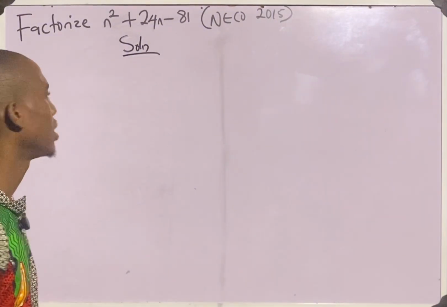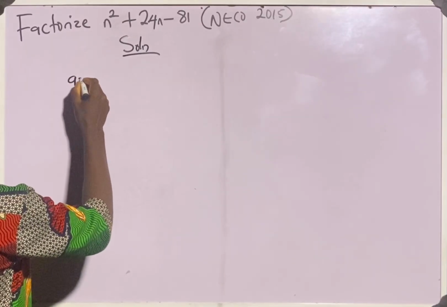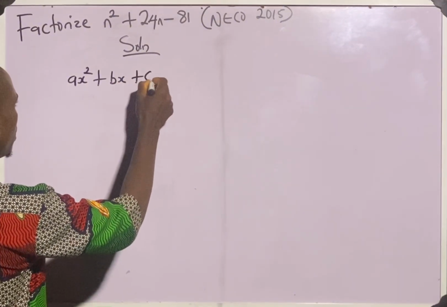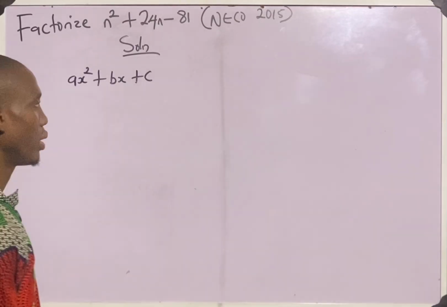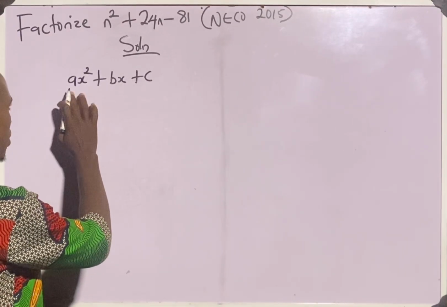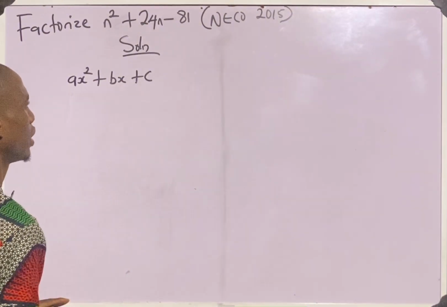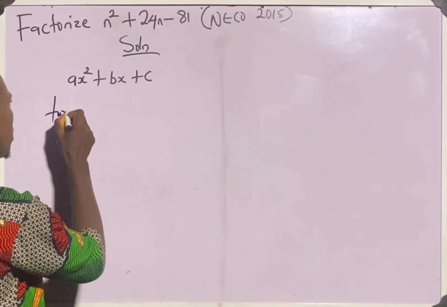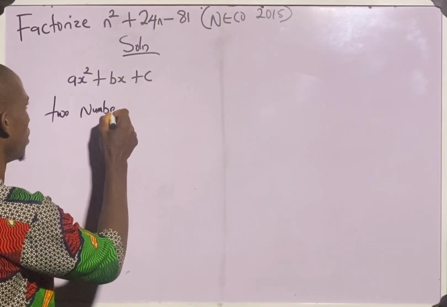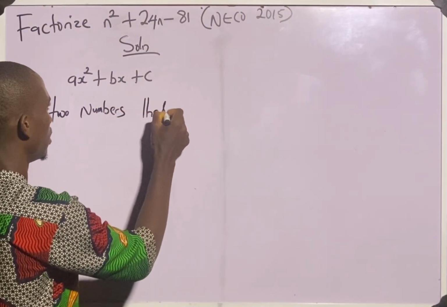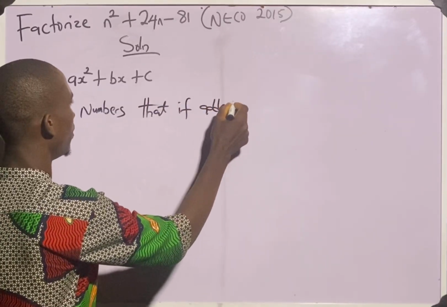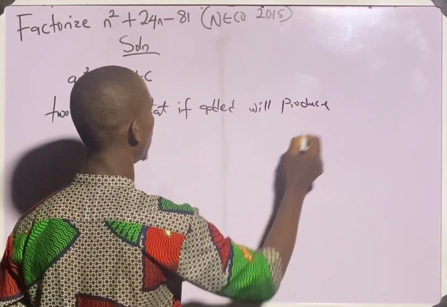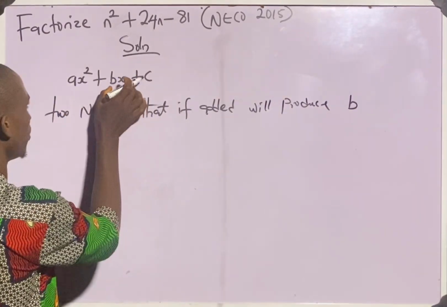So when we have a question that takes this form, which is ax squared plus bx plus c, where x is the variable, a is the coefficient of x squared, b is the coefficient of x, and c is our constant. When we have this kind of equation, what do we do? We look for two numbers that, if added, will produce b, that is the coefficient of x.